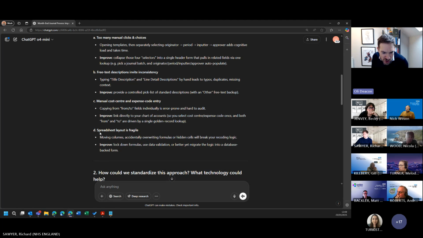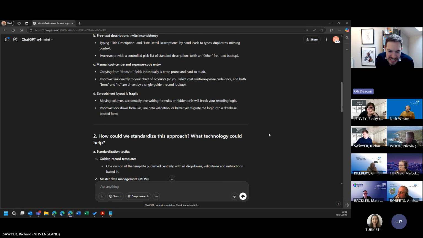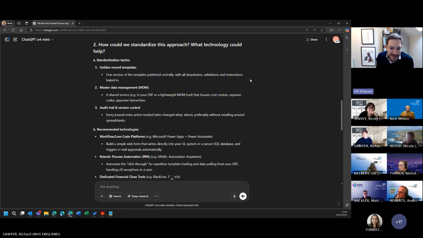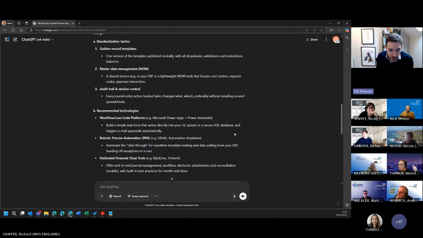Let's keep on going down. We've got spreadsheet layout, probably going to be fragile. So doing these things is not good. So how could we standardize it? It's giving us recommendations: using golden record templates, master data management, audit trail and version control, recommended technologies. So here are things that we could do.